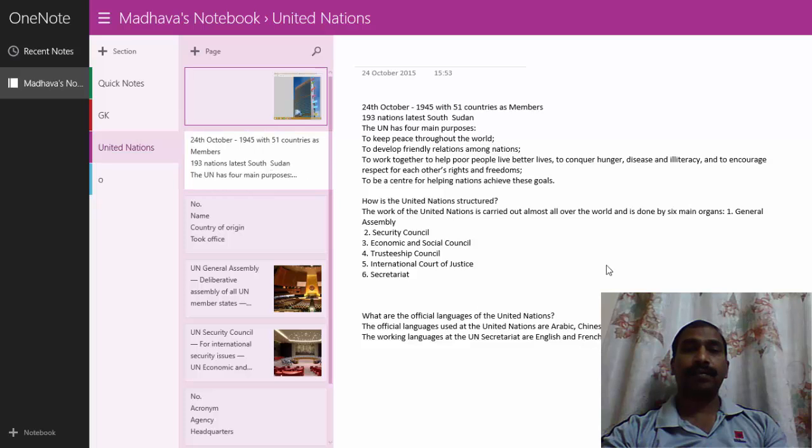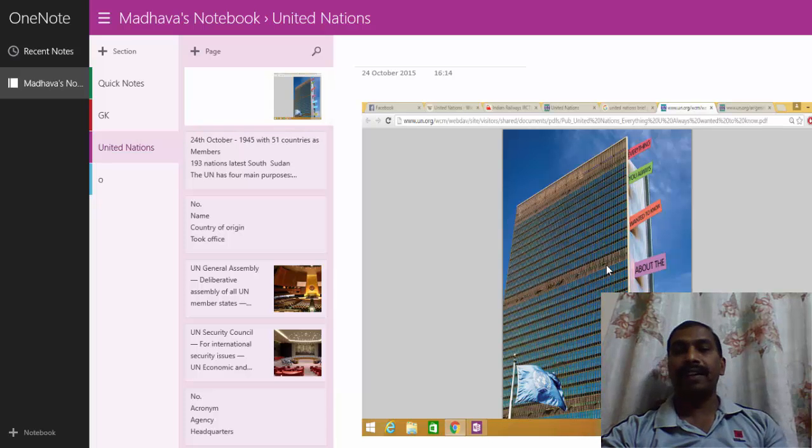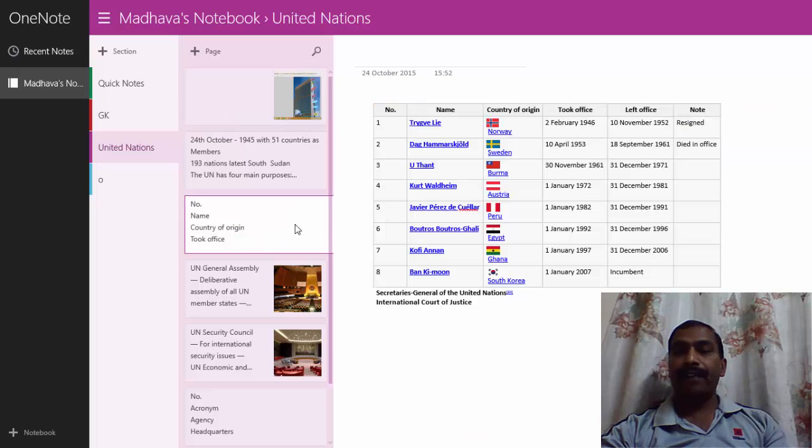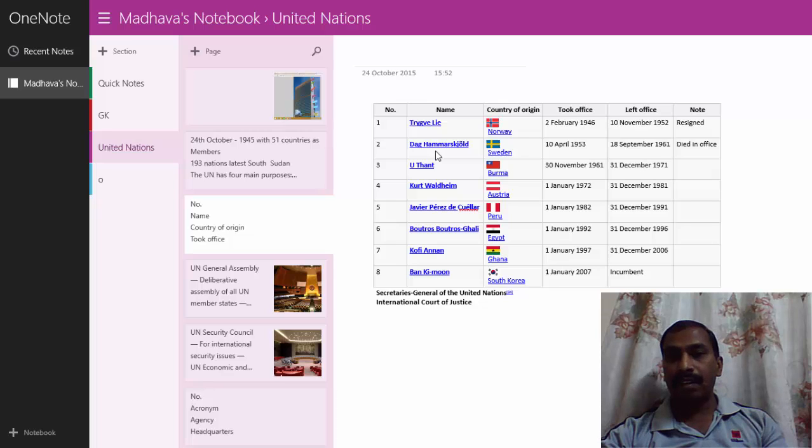The members meet every year in September as the General Assembly, and regularly as and when needed. The United Nations was formed in 1945. Till now, there have been 8 secretaries-general. First one is Trygve Lie, second Hammarskjold, third U Thant, fourth Kurt Waldheim, fifth Javier Perez de Cuellar, then Boutros Boutros-Ghali, seventh Kofi Annan, eighth Ban Ki-moon.